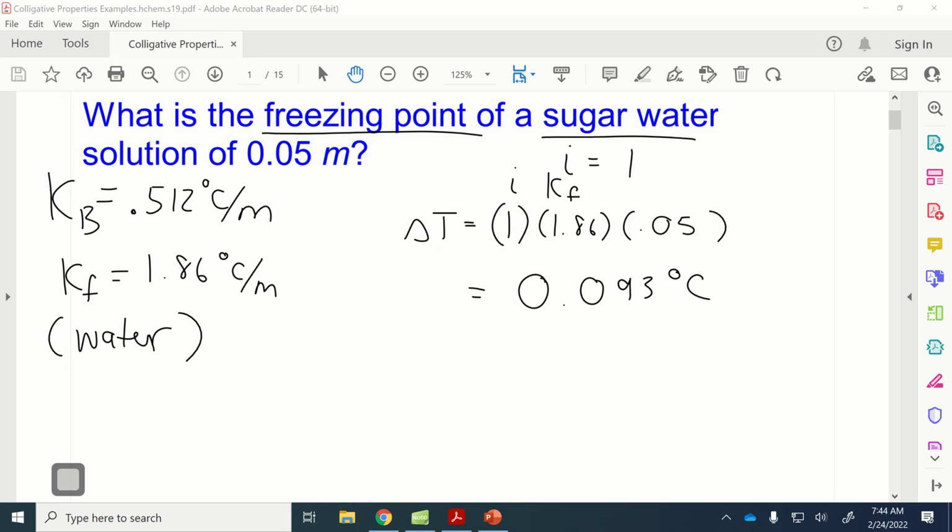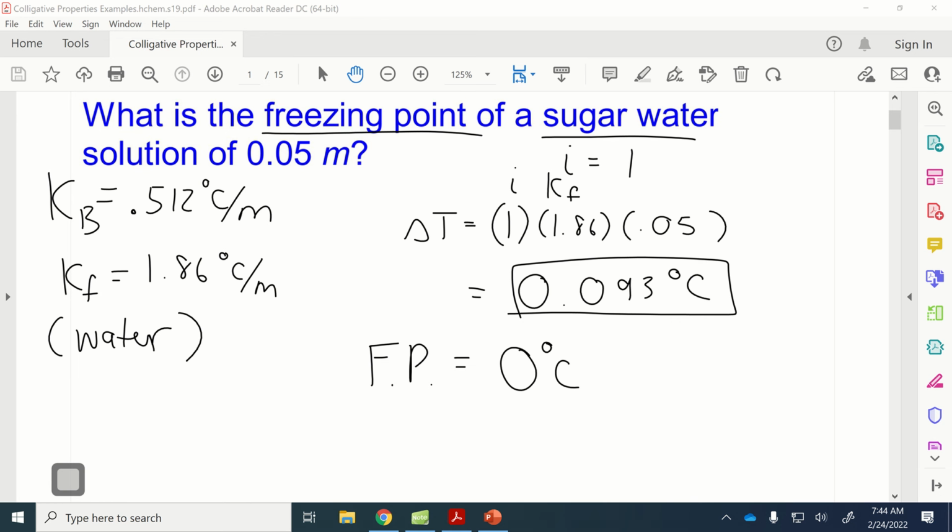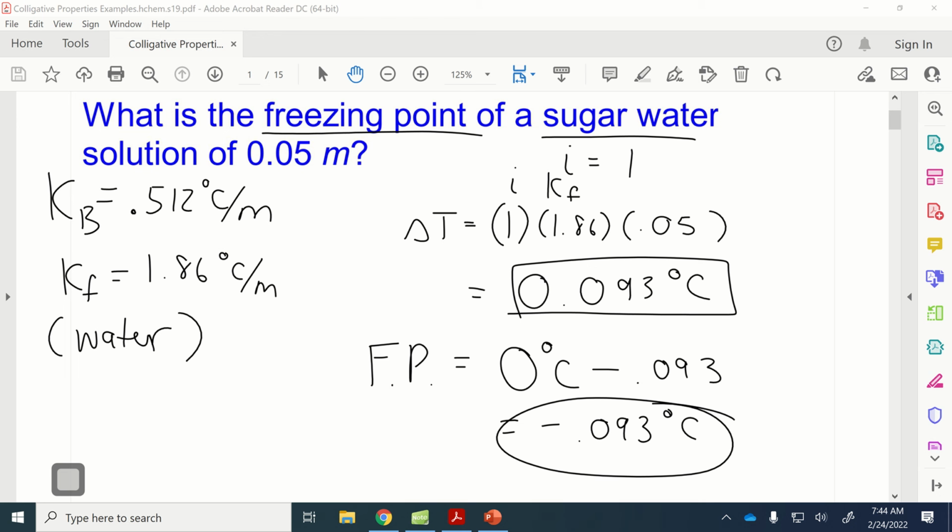Now, what does that mean? Well, what's the freezing point for water? This is not officially my answer. That's how much it's going to change by. What I actually do is my new freezing point for water would be 0, that's my regular freezing point for water, minus 0.093, so it equals negative 0.093 degrees Celsius. So that's as easy an example as you can get, where everything's given to you and I just have to give you the constant with it. But that's how much it would change by.